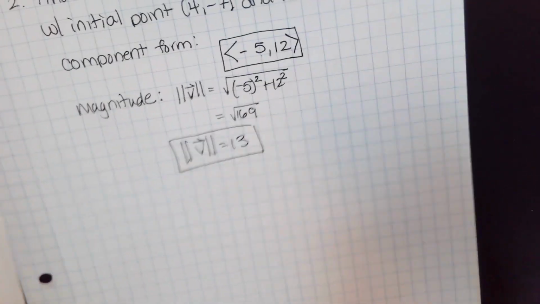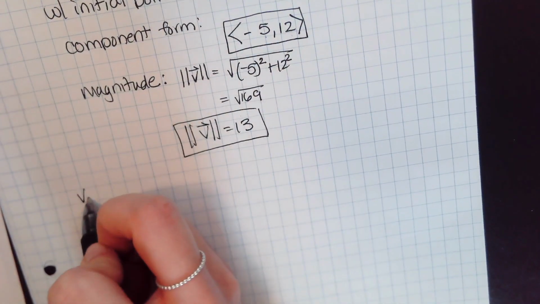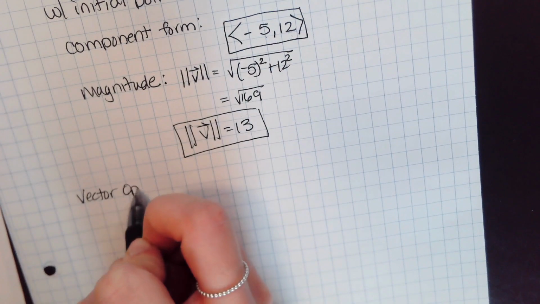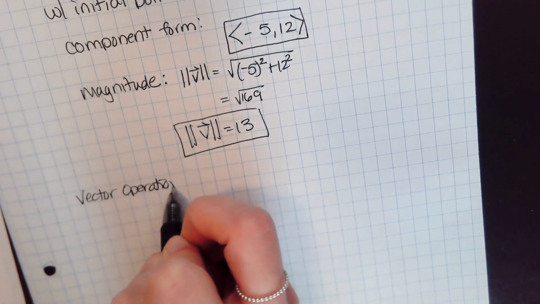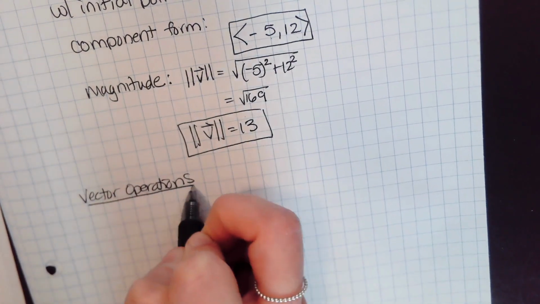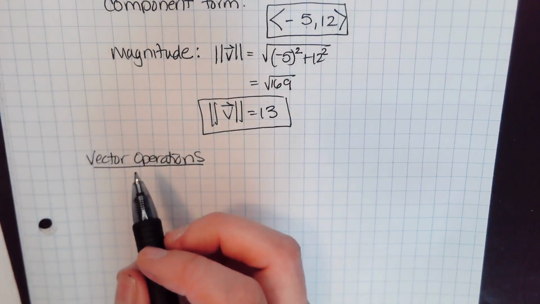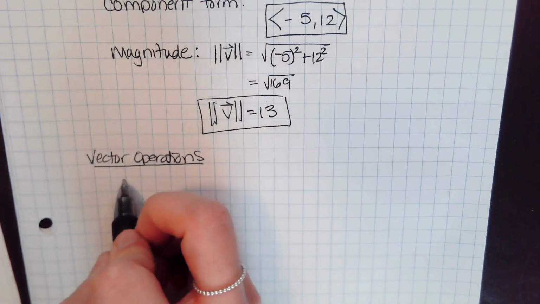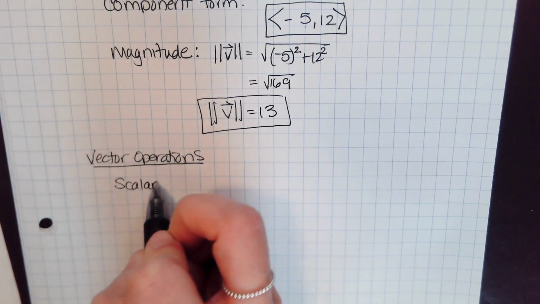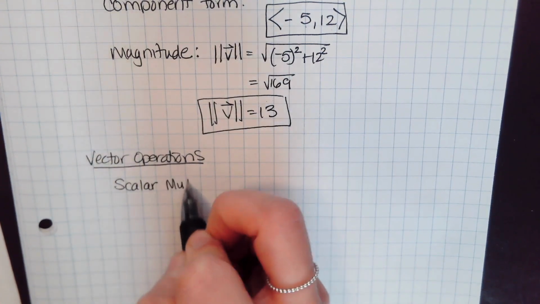Okay, next we're going to talk about vector operations. A lot going on with our vectors today. For vector operations, first we'll talk about scalar multiplication and then scalar addition. It's important to remember that a scalar is just a number.